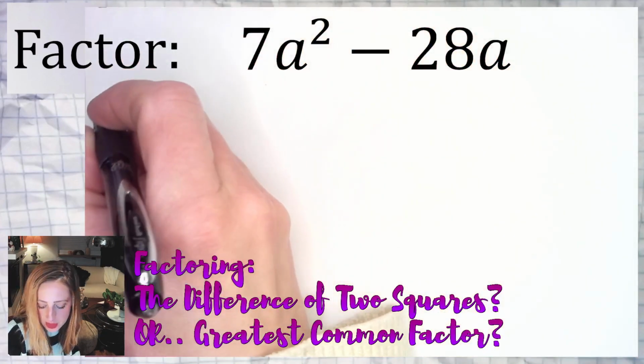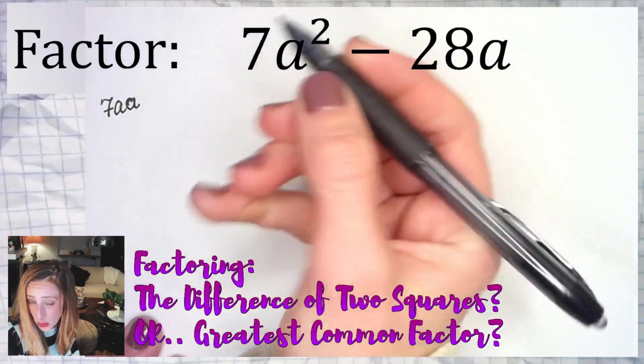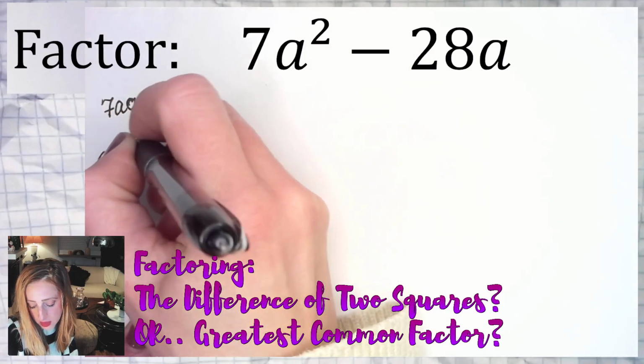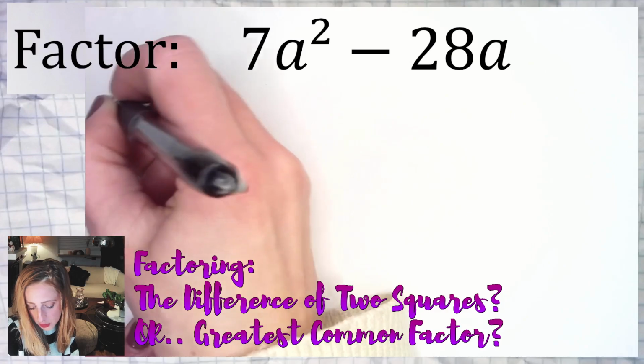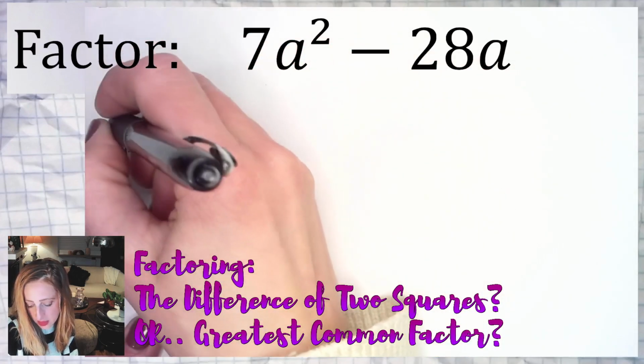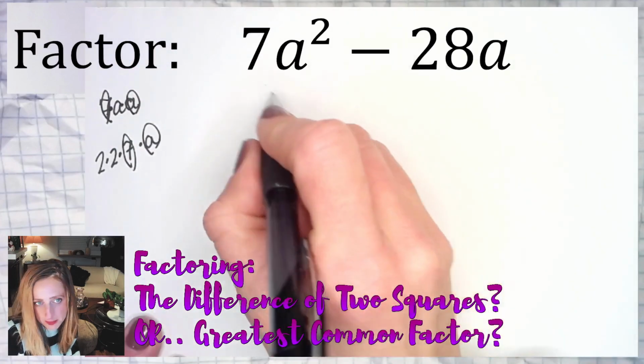You might do a little work on the side, like 7's prime, but a squared is a times a. 28 though is 7 times 4, which is 2 times 2 times 7 times a. And I could put the dots there too if I want. So, well, what do they have in common? They both have a 7 and they both have an a. So the greatest common factor is in fact 7a.